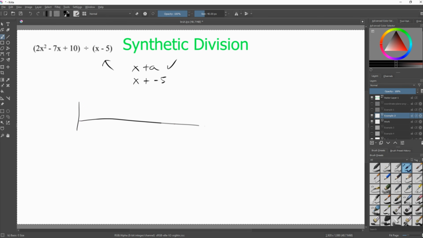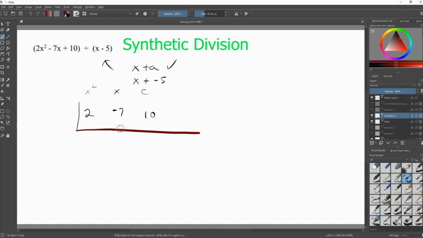So make a little box. You line up your numbers. You start with x squared, right? So I need a number for x squared, 1 for x, and 1 for your constant. What is the coefficient of x squared? 2. What's the coefficient of x? Negative 7. And the constant is 10. So here, I got that, and then I've got to find out x minus 5. What value of x makes it equal to 0? Well, x has to be equal to 5. So I put a 5 out here.